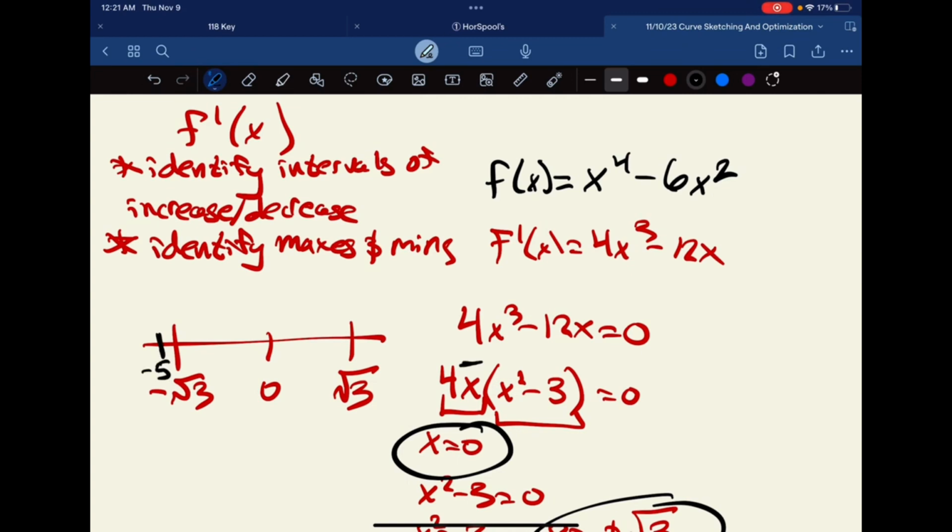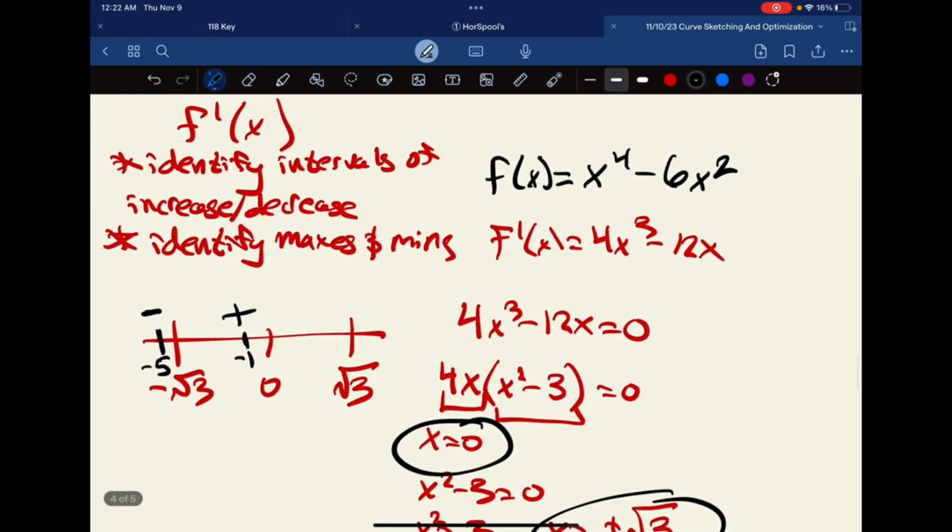This term is going to be negative, but this term is going to be positive, because this will become 5 squared, which is 25. 25 minus 3 is 22. 22 is positive, so we get a negative times a positive, so we get a negative here. If we plug in something between negative square root 3 and 0, so we could plug in negative 1, this will be negative, and this will be negative, because that'll be negative 1 squared, which will be 1 minus 3, which should be negative 2. So you got a negative times a negative, which is going to give you a positive.